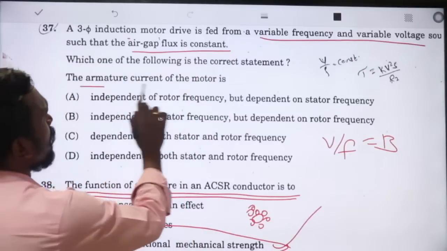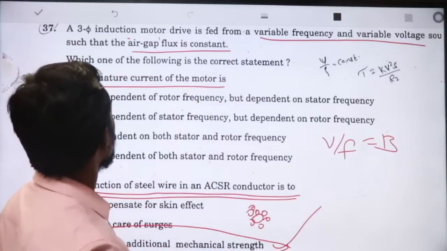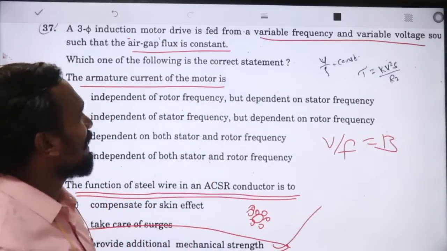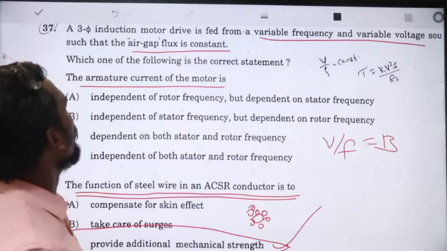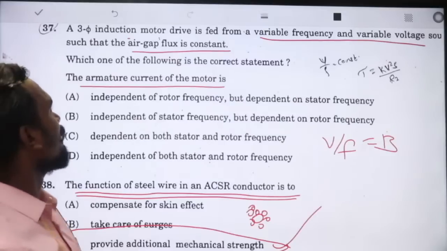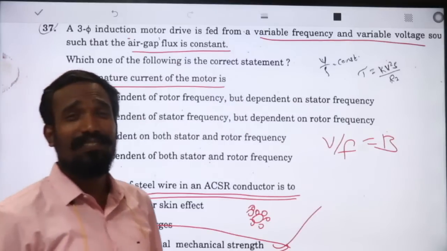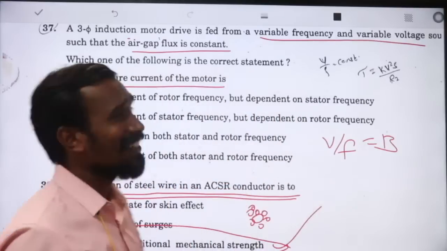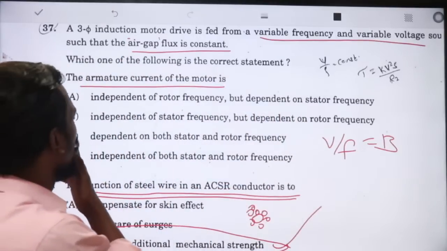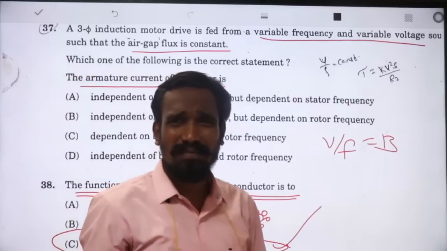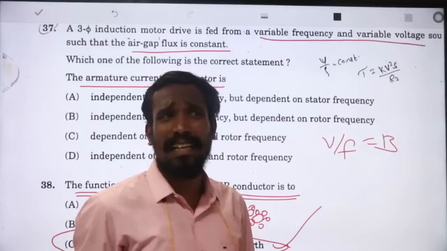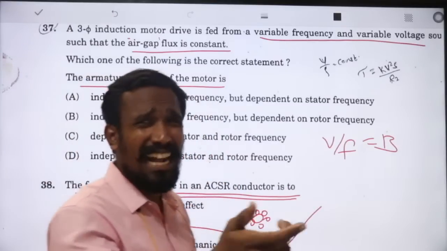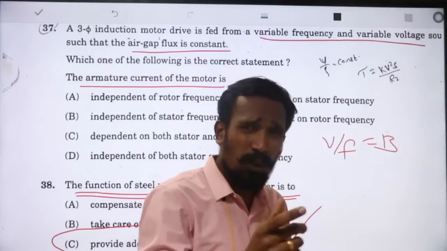The armature current of the motor is... Where is the armature in an induction machine? This is a three-phase induction machine. Where is my armature? They should have asked the question like the stator current. The stator current of the motor is like that. Otherwise, the rotor current is.